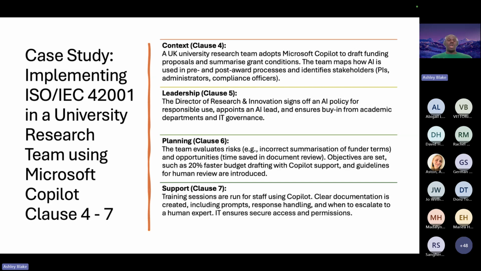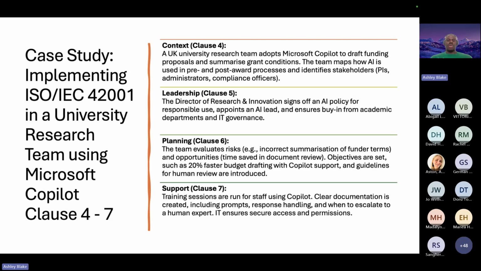So in context, if you were using, say, Microsoft Copilot and you wanted to look at clause 4, a UK university research team, you're going to discover why you're going to use Copilot. So you adopt Copilot to draft funding proposals and summarize grant conditions. The team maps out how AI is used in pre and post-award processes, identifies key stakeholders to make sure they're aware of the system, how it's going to be used, and why they're using it. That is how you would set out clause 4 in terms of context.